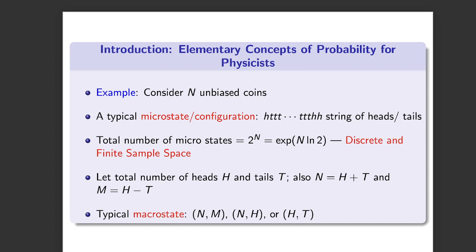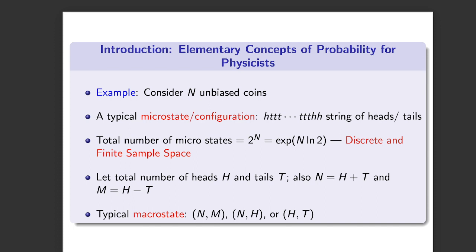Consider n unbiased coins and throw them simultaneously. So you will get a configuration having a string of heads and tails. You know that each coin has two possible states, head and tails. If there are n coins, so we can have 2 to the power n number of microstates. This is discrete, so the sample space is basically finite.